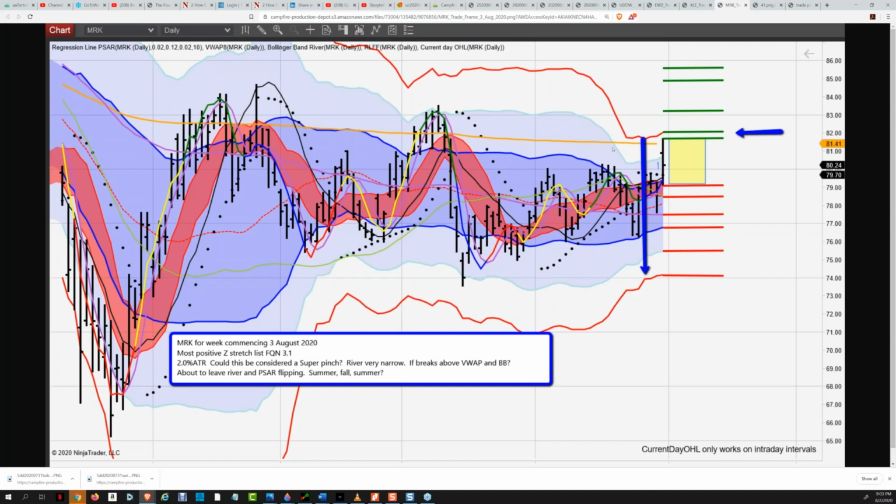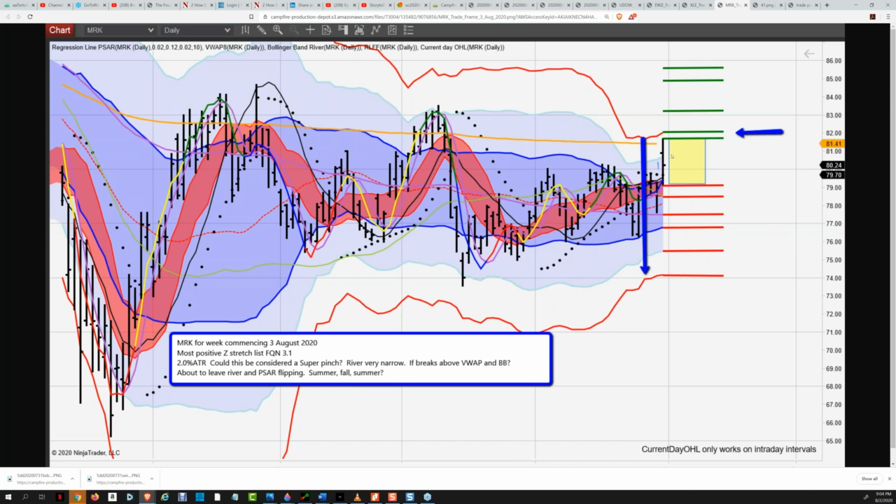Here's one on Merck. I think this is Catherine, and she's done the yellow zone for the daily range, and she's looking on the downside, the daily low, the bottom of the dragon, the RL270, Z1, 2, and 3. She's noticed that the ATR is 2%. Could this be considered a super pinch?